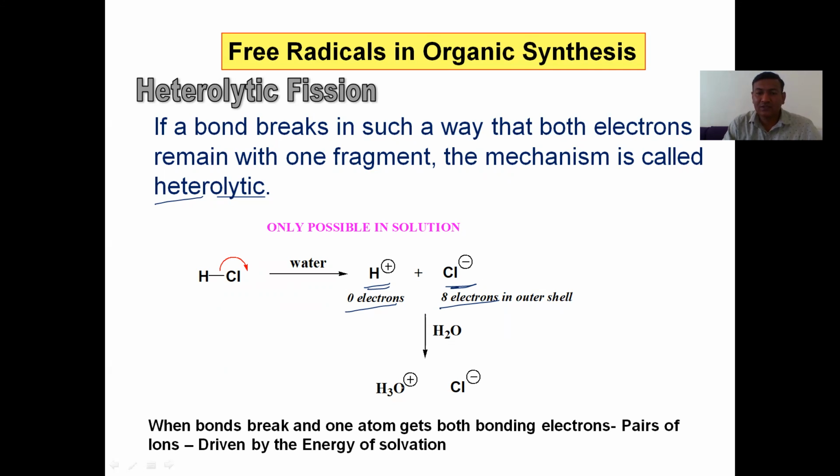This H will react with H2O and you will get H3O+. When bonds break and one atom gets both bonding electron pairs, it is driven by the energy of solvation. Why will this bond break? Because of the energy of solvation. This HCl would like to make a bond with water. So this is one possibility.